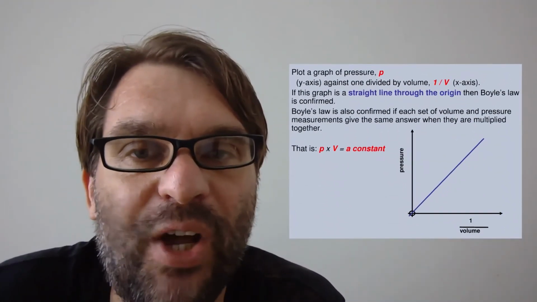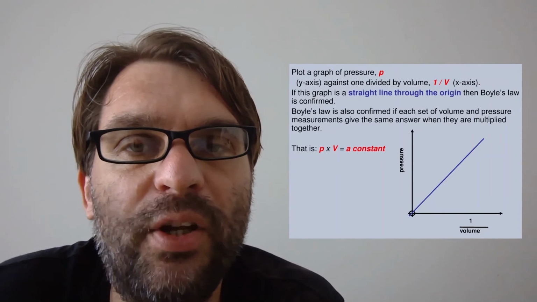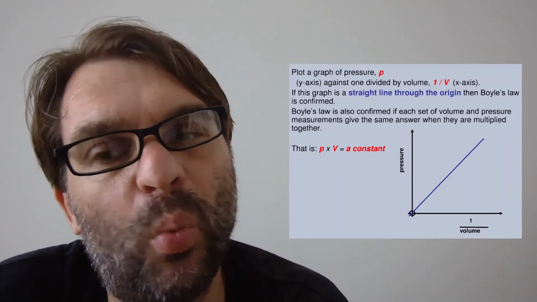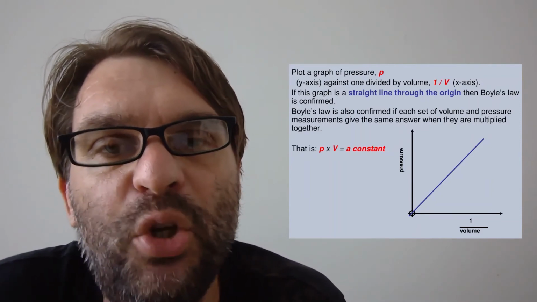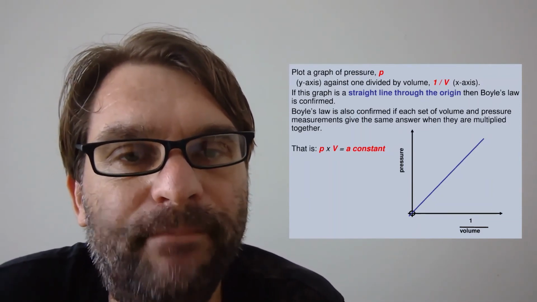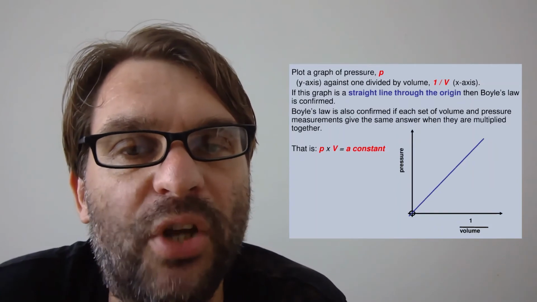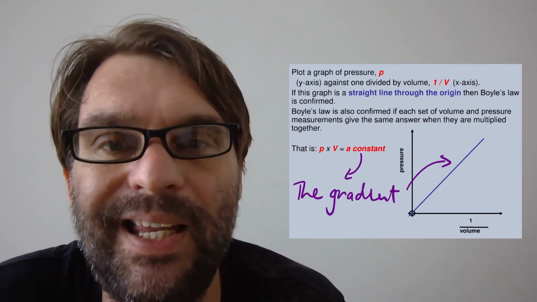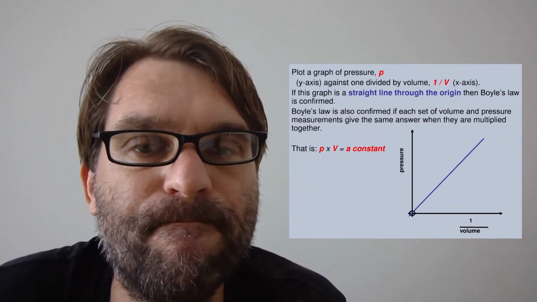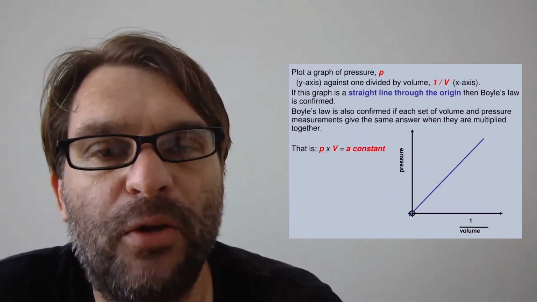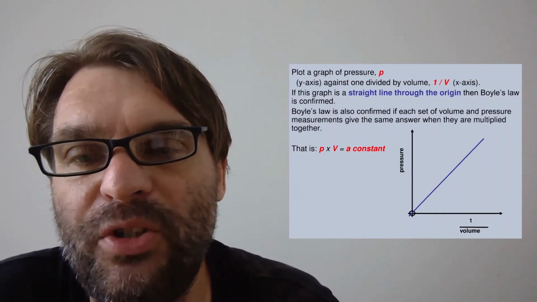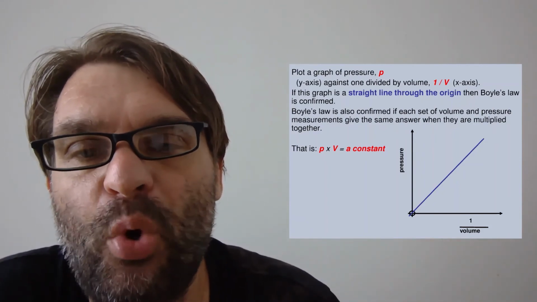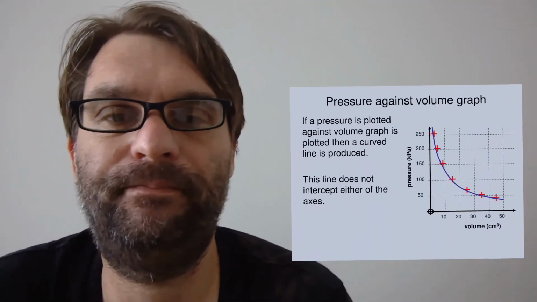And what you get is a graph like this. Okay, so if you plot a graph of pressure against 1 over volume, important, 1 over, so it's the inverse of volume, you get a straight line through the origin. Okay, so that basically also says that the pressure times the volume is going to be a constant for that particular gas. Okay, so pressure against 1 over the volume is a straight line because it's an inverse relationship. Pressure is proportional to 1 over the volume.